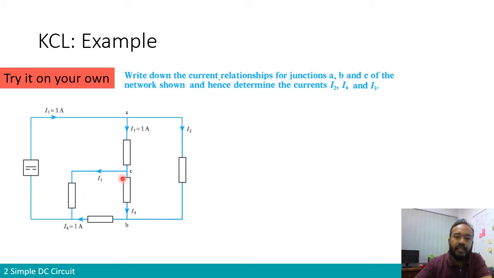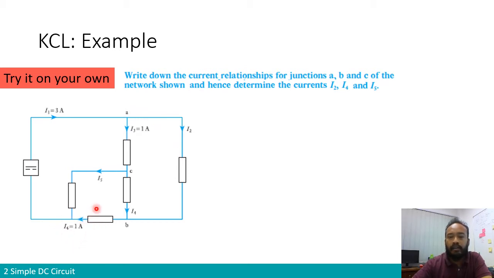It is basically the resistance leaving node C and getting into this node that we don't have a name for. Let's call it node D. So in order to find I2, I4, and I5, we were given three currents that are already identified: I1 equals 3 amps, I3 equals 1 amp, and I6 equals 1 amp.